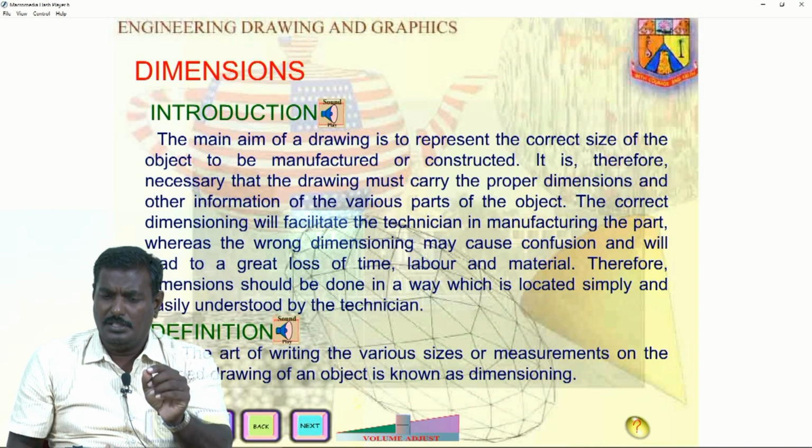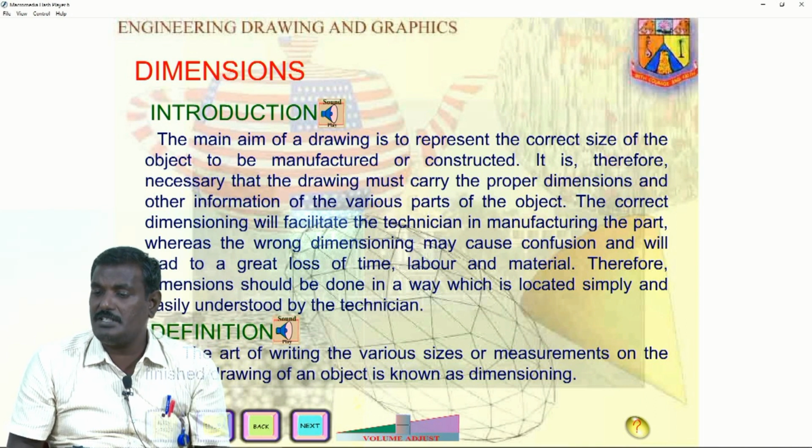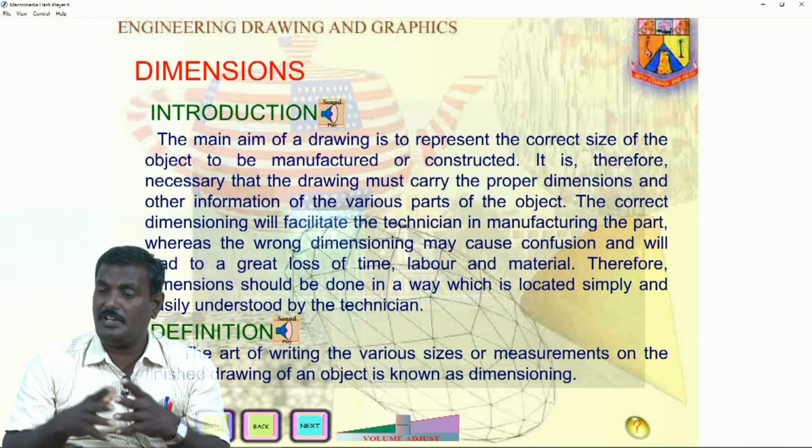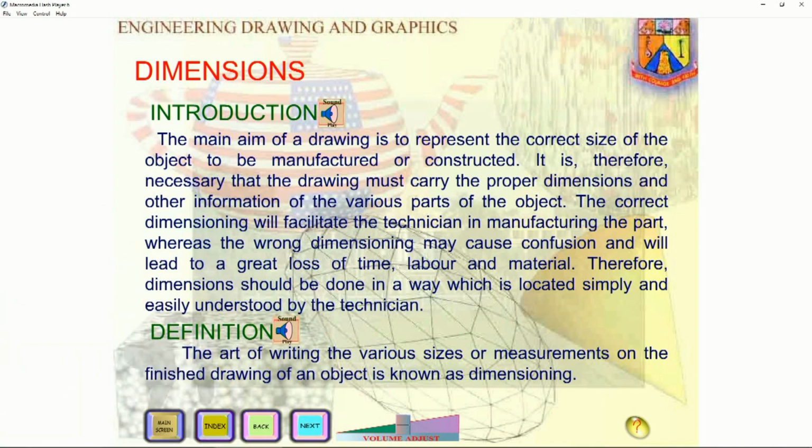In this, the main aim of drawing is to represent the correct size of the object to be manufactured or constructed. It is therefore necessary that the drawing must carry the proper dimensions and other information of the various parts of the object. The correct dimensioning will facilitate the technician in manufacturing the part, whereas wrong dimensioning may cause confusion and will lead to a great loss of time, labor, material, etc. Therefore, dimensioning should be done in a way that is located simply and easily understood by the technician.